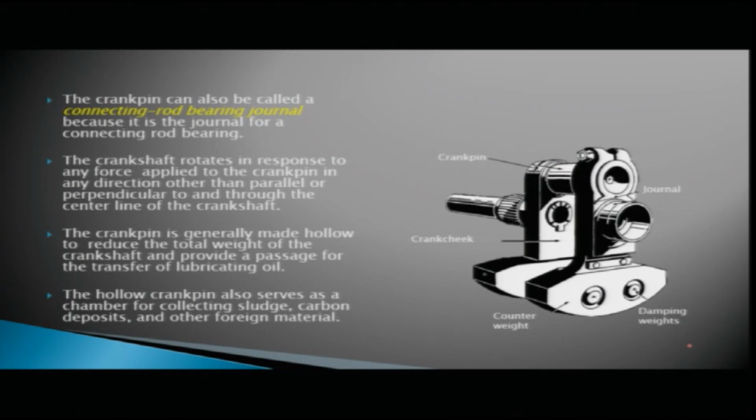So this crank pin is also called a connecting rod bearing journal because a connecting rod is attached to the crank pin. One end of the connecting rod is attached to the crank pin and the other end is connected to the piston. So this crank pin is also called a connecting rod bearing journal because it is the journal for a connecting rod bearing.